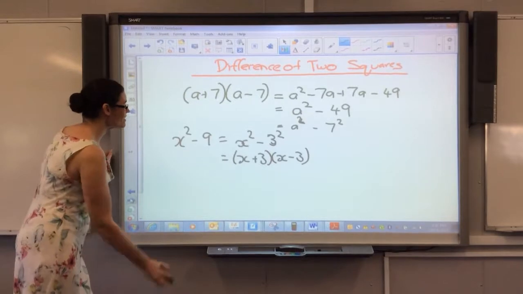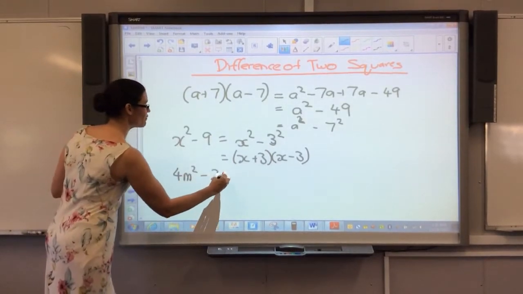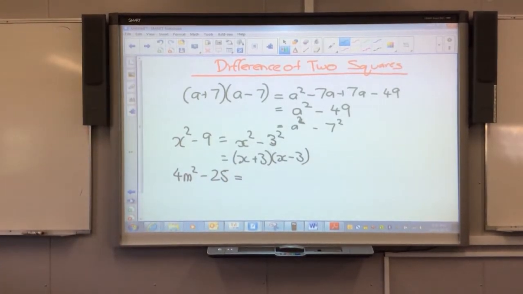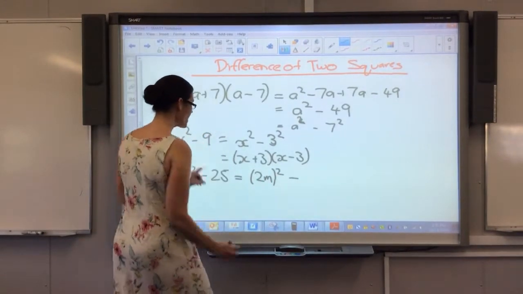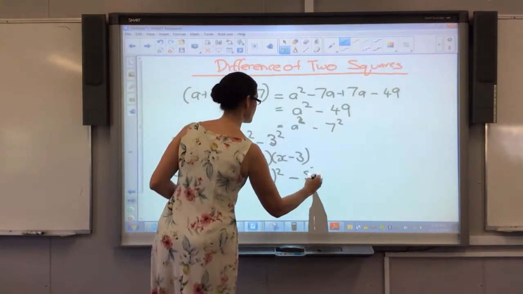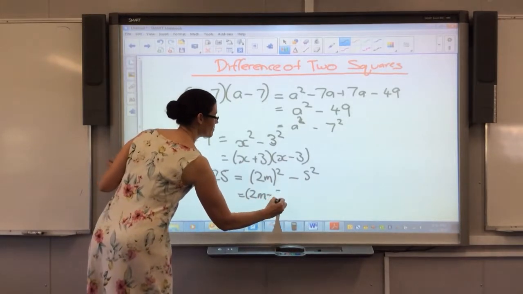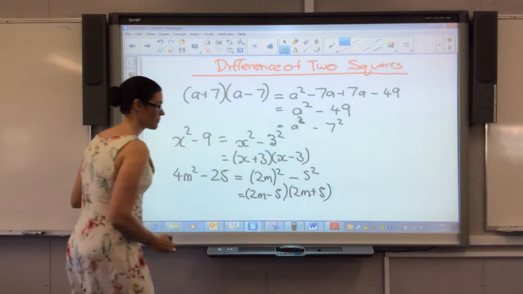So if I had something like 4m squared minus 25. What's been squared there to make a 4m squared? 2m. Well done, Sam. So this is 2m that has been squared minus, what was this one? 5 squared. So what are my brackets? 2m minus 5, 2m plus 5. See how they are.